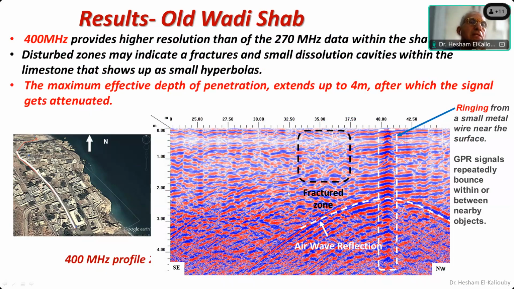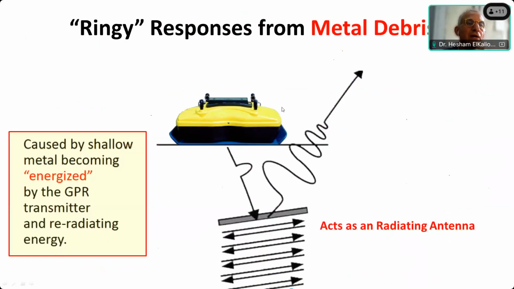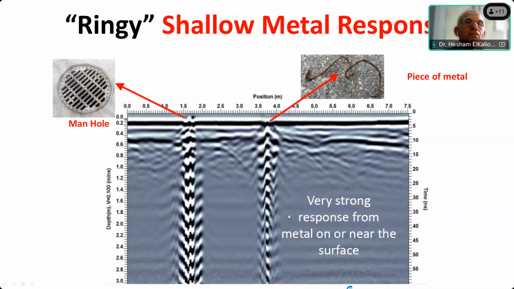Let me explain this ringing. If you have a piece of metal, it gets energized by the GPR transmitter and acts as a radiator, and the energy keeps going back and forth and shows up as a ringing like this one. So a piece of metal or a manhole close to these GPR measurements can cause this ringing. It is a very strong response from metal or a near surface feature like a manhole. So don't get confused by this. It's not coming from the ground. It is from the surface features.